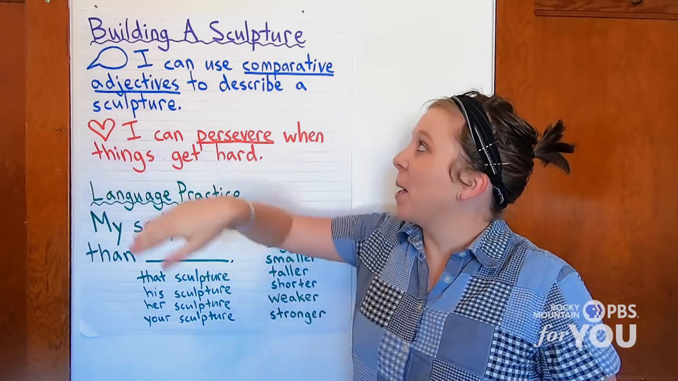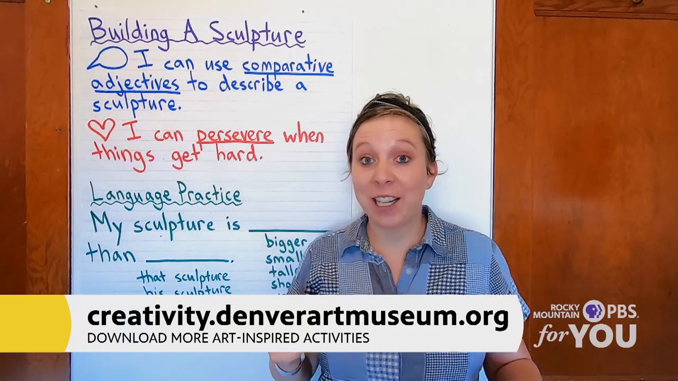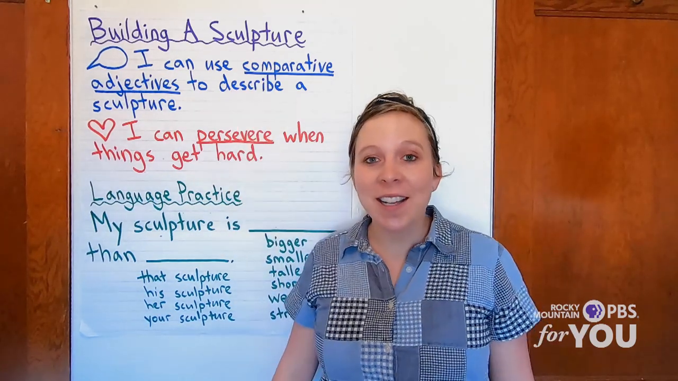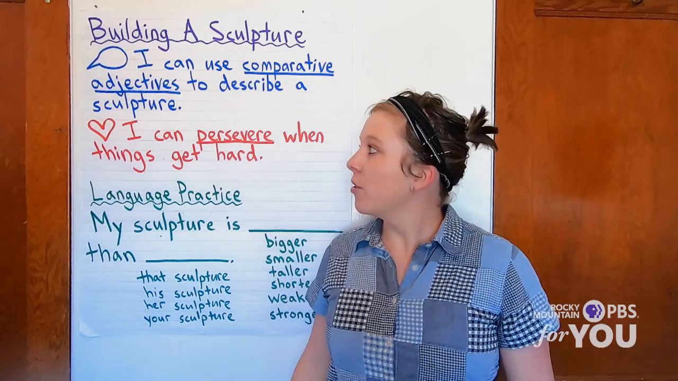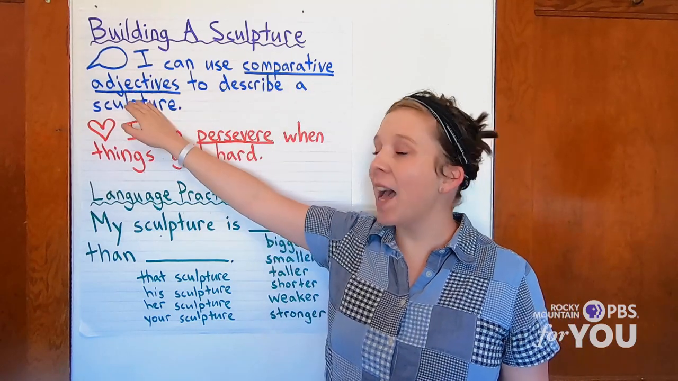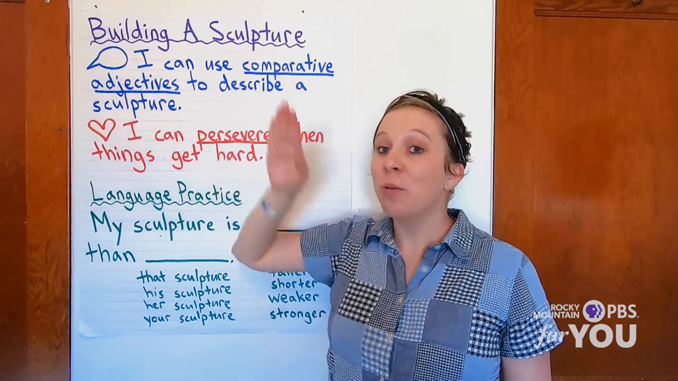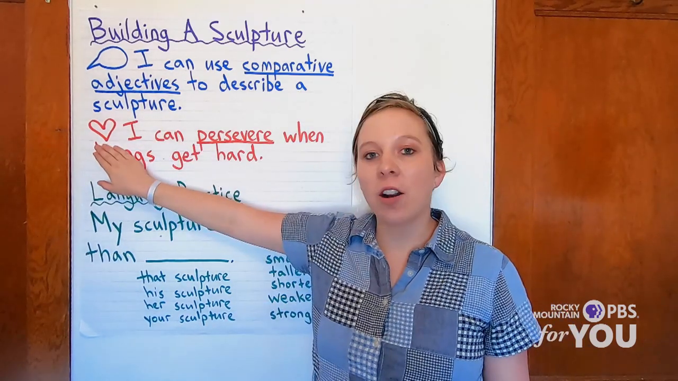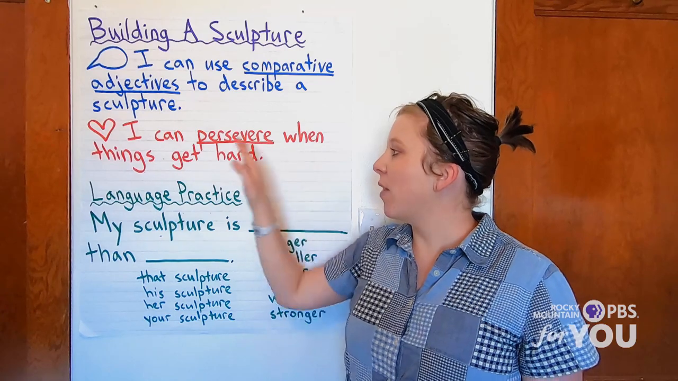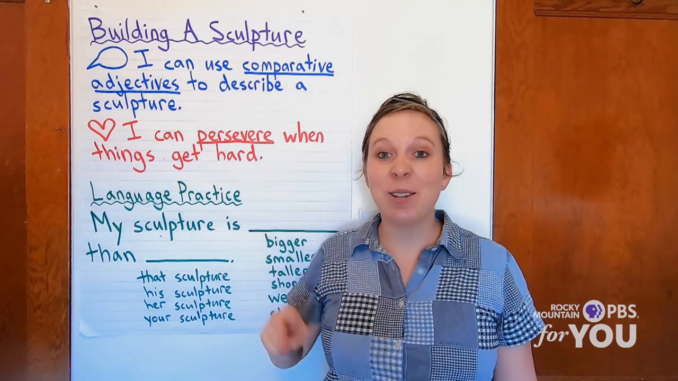Today's lesson is called Building a Sculpture. Yes, some of you might already know what a sculpture is because as you know, it is art week. It's art week and a sculpture is a type of art, artwork. So let's talk about our language objective. It says, I can use comparative adjectives, what? To describe a sculpture. We'll get into it, don't worry. We also have a heart goal, a goal for our heart. It says, I can persevere when things get hard. I'm so excited to talk to you about these two objectives today.